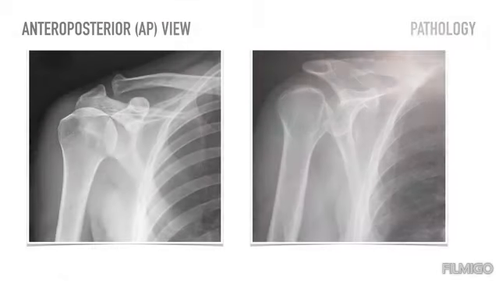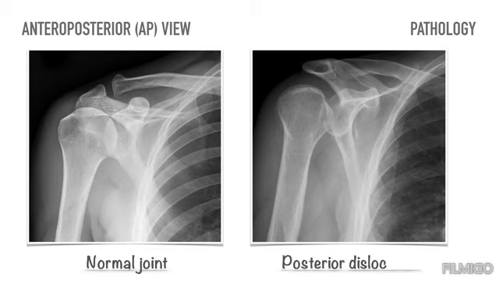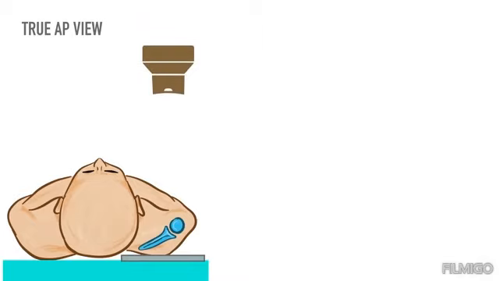The AP view allows good evaluation of fracture or dislocation and can also demonstrate abnormalities in the settings of chronic shoulder pain, including calcific tendinitis or bursitis and acromioclavicular joint arthritis. For the true AP view of the shoulder, the beam is oriented in the plane of the glenoid.